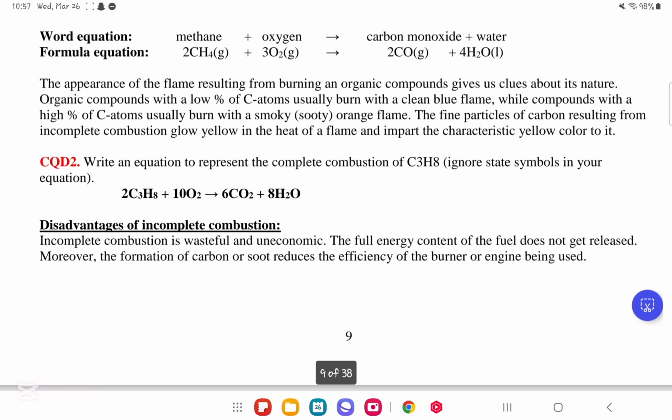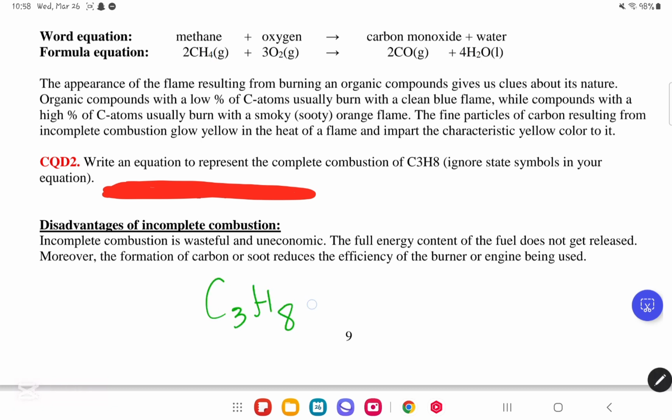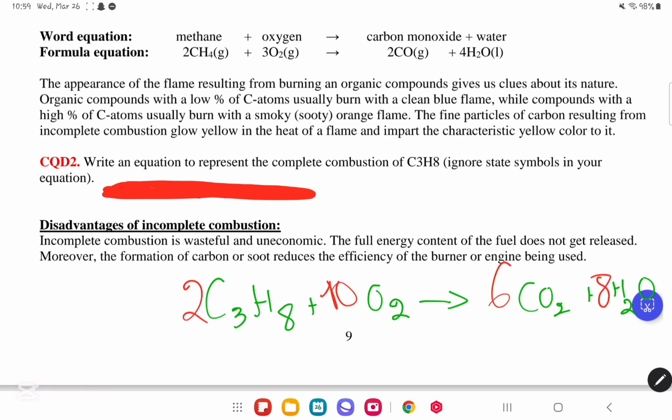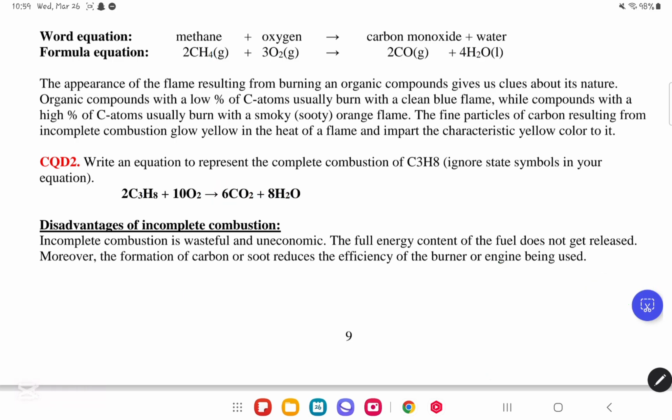It's CQD number 2. I think they already gave us the answer, but let us just forget about the answer. Let's forget that this exists. And we have to write an equation to represent the complete combustion of C3H8. Again, it is C3H8. Complete combustion means it will react with oxygen to produce carbon dioxide in addition to water. As you can see, they are not balanced. So to balance it, you're going to put an 8 over here, a 6 over here, a 10 over here, and a 2 over here. That is pretty much it.